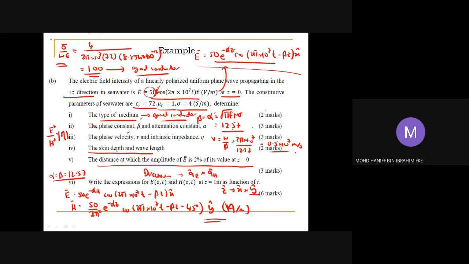In order for us to obtain the expression for H at z equals 1, similarly substitute the value of alpha, beta, and z equals 1 in this equation of the H field wave. Okay, so that is the sample of an exam question for the topic of wave propagation in a good conductor.